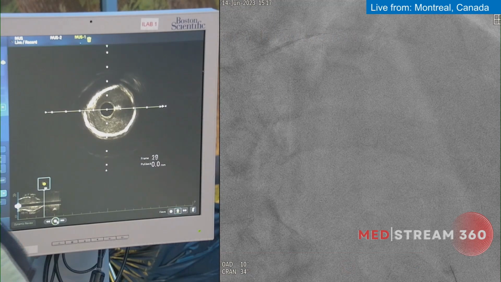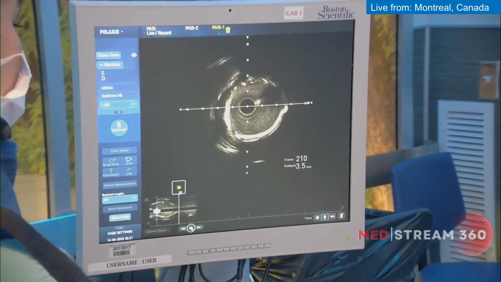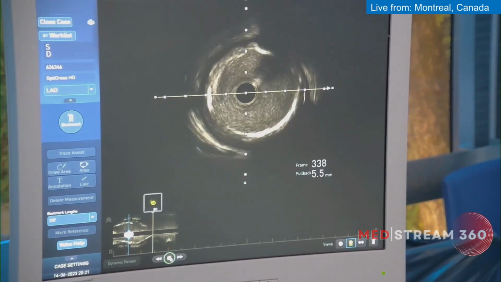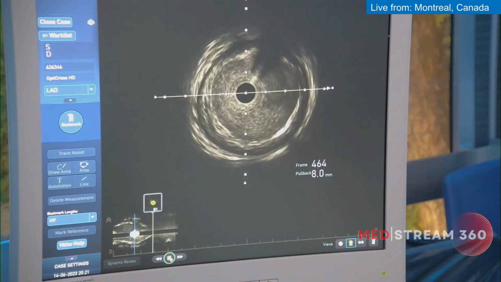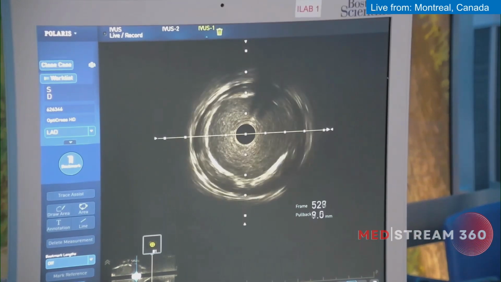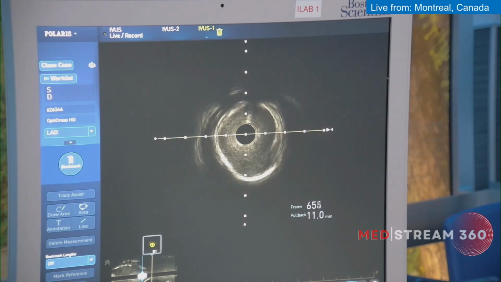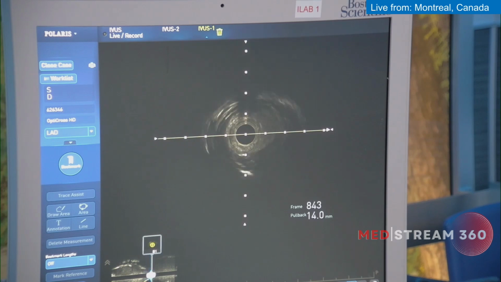We started with the mid LAD, and as you can see, there is a 360-degree arc of calcium, severely calcified. As we do the pullback, the calcification remains severe. At some point we come into a normal vessel for just a little bit, and then back to the calcified. The question we had looking at the angio is where the landing zone will be in the proximal LAD.